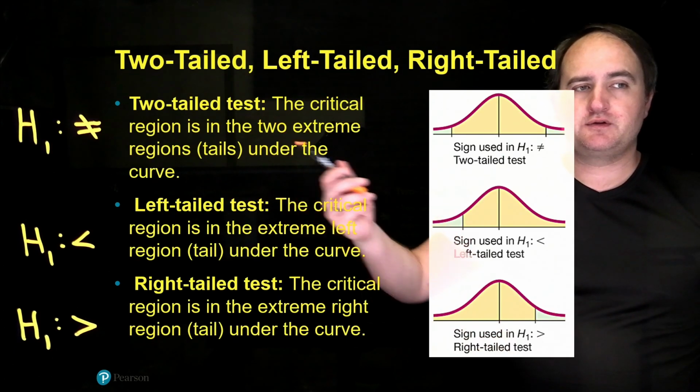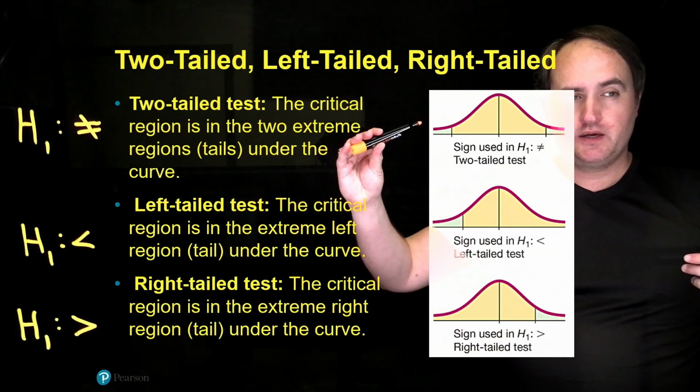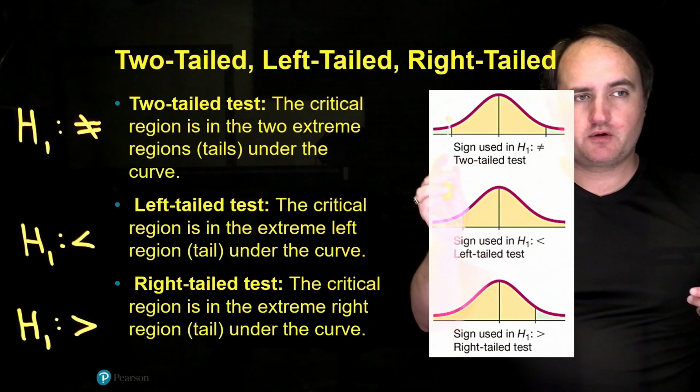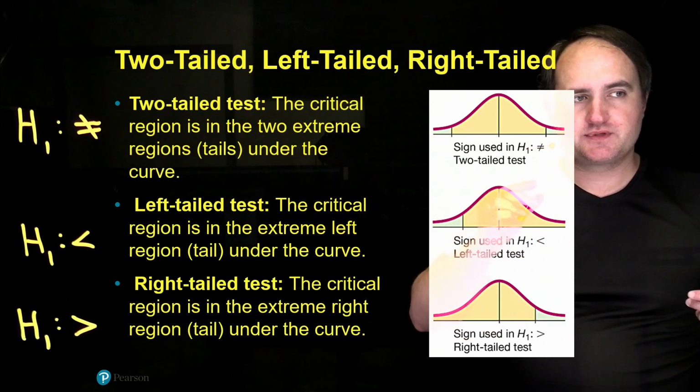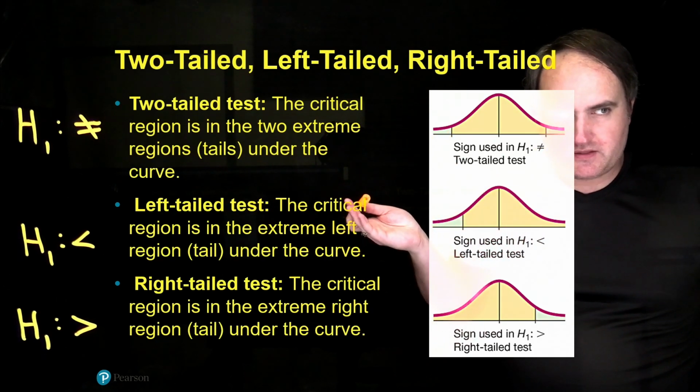And then for a two-tailed test, obviously we have a tail on both sides. So this one is the less than, that one's the greater than. So that's why it's called two-tailed.